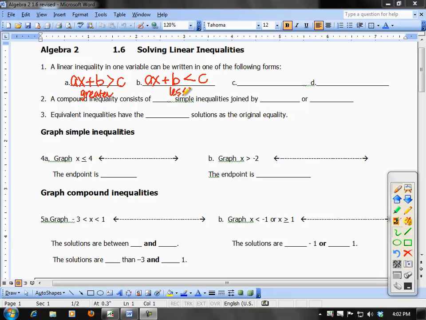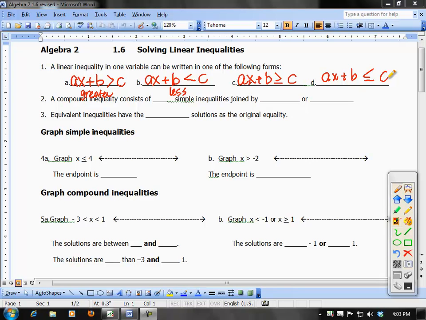But not only do you have greater than or less than, you also have two additional ones. I could have ax plus b is greater than or equal to a value of c, or I could go the opposite direction, ax plus b is less than or equal to c. So we're going to be looking at four different types. You need to know the difference between these inequalities to ensure success in this section.